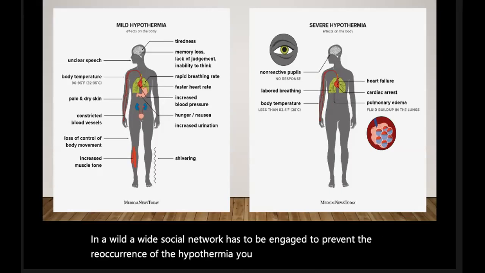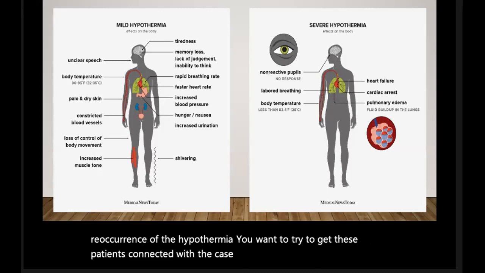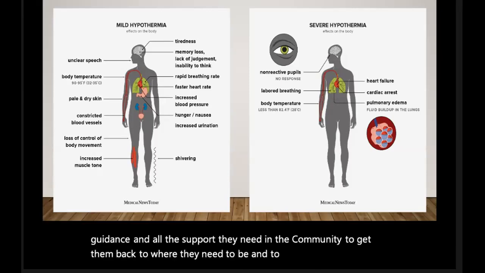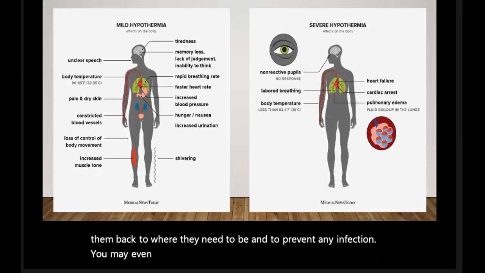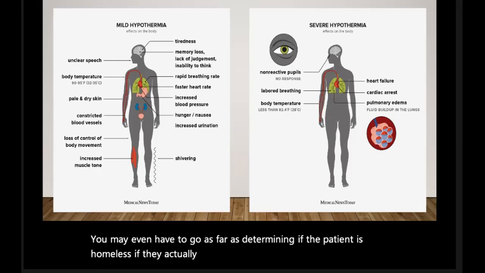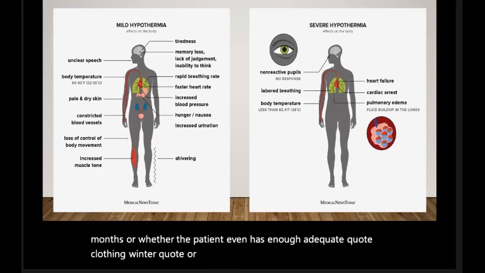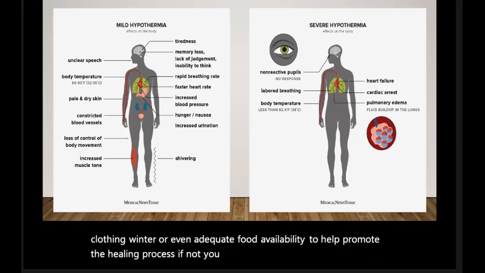You want to try to get these patients connected with a case manager to really give them guidance and all the support they need in the community to get them back to where they need to be and to prevent any infection. You may even have to go as far as determining if the patient is homeless, if they actually have shelter, especially if it's during the winter months, or whether the patient even has adequate clothing, a winter coat, or even adequate food availability to help promote the healing process. If not, you need to make appropriate referrals as indicated.